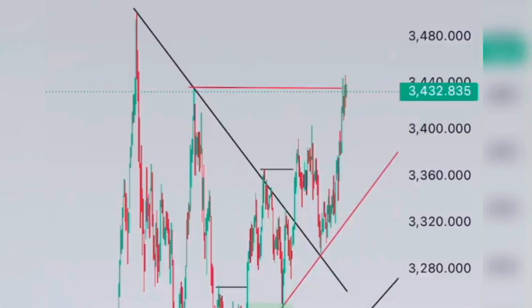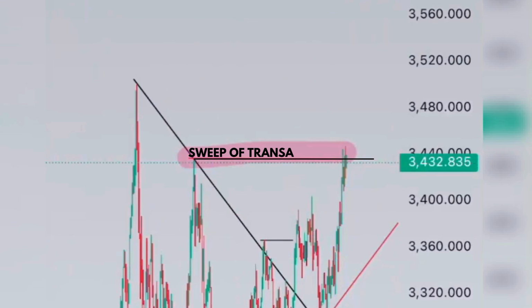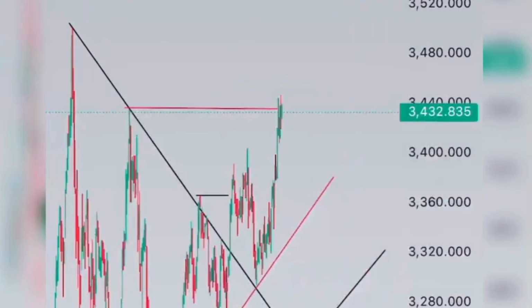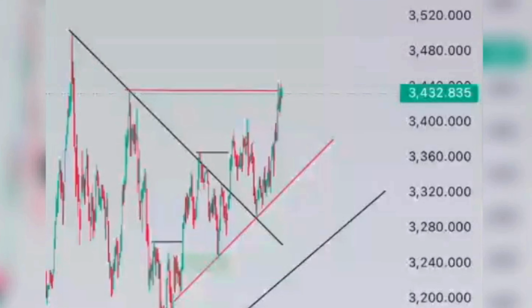So what that eye means is that transactional liquidity has been swept. After the sweep of transactional liquidity, what usually happens most times is a reversal. It's just the same thing as when price breaks a high in a bullish structure, it tends to reverse. So what we can be expecting here is a continuation of the old bullish trend, though.